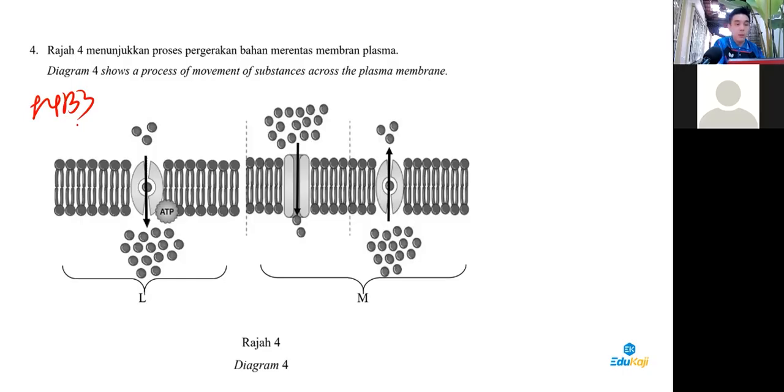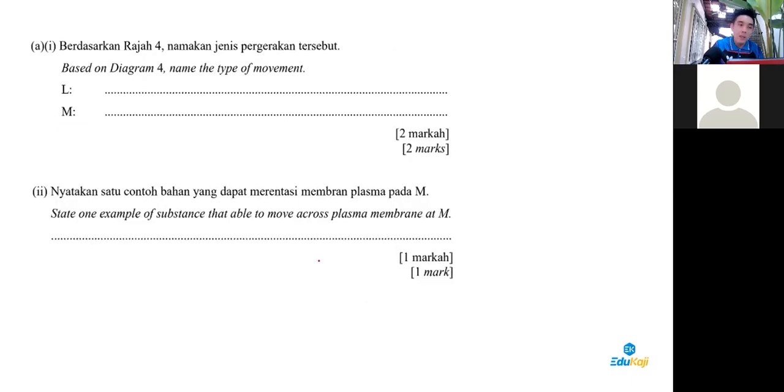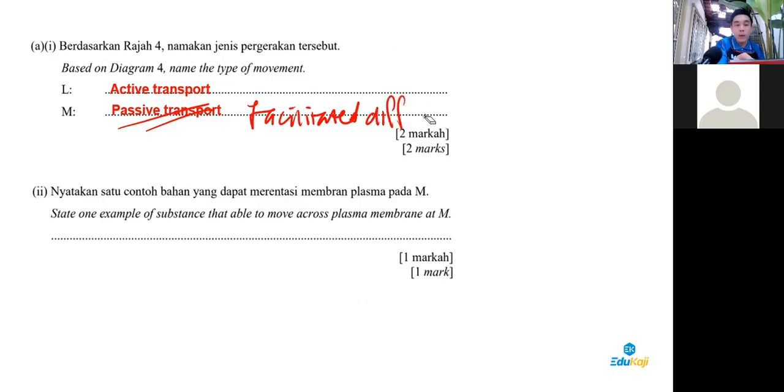L, the moment you see ATP, you know it's active transport. Guys, this is facilitated diffusion. So the better answer is facilitated diffusion, resapan berbantu. Something that can pass through M, you can write glucose or amino acid following your textbook's example.